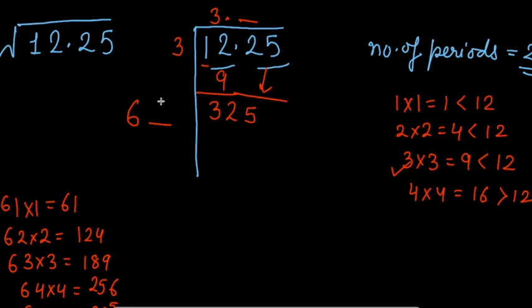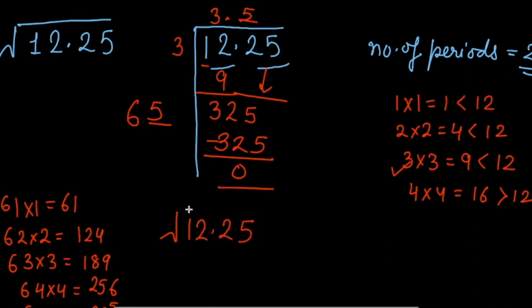So I can take 5 here and 5 here, and you take the difference which gives you 0, right? It means the square root of 12.25 is equal to 3.5. So this is one method. I have seen many students what they do.